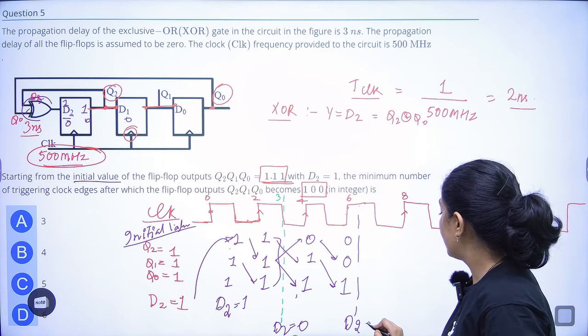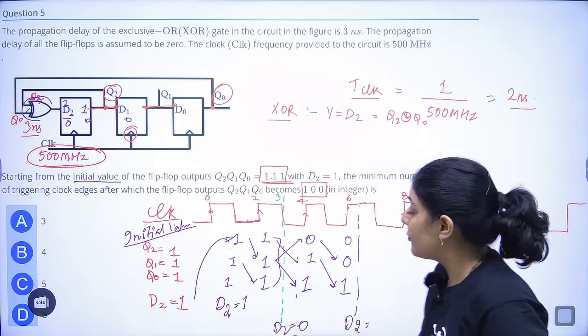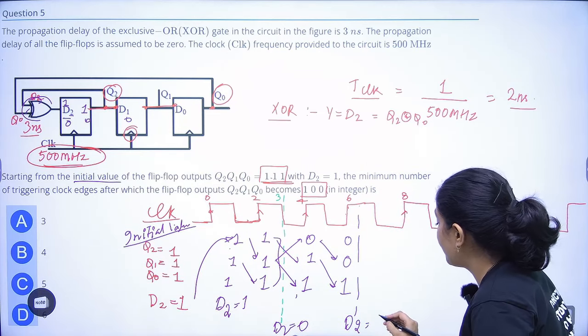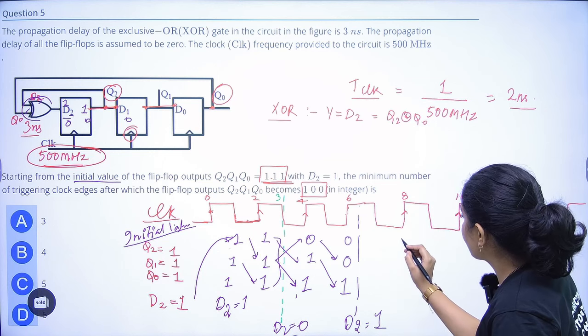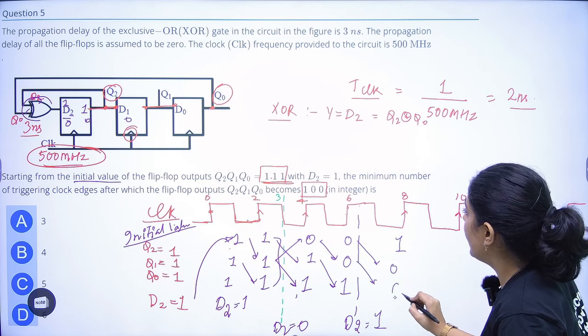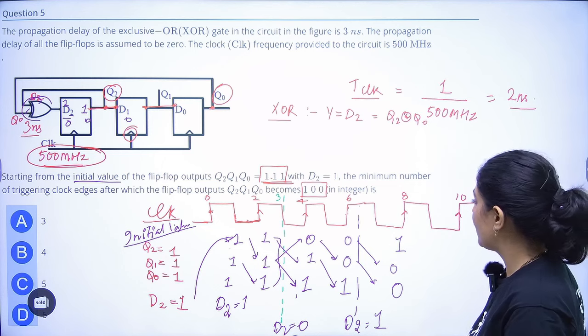The XOR gate here gives D2, because it is after 3 nanoseconds. So it will give the output. So 0, 1 output will be equal to what? For the XOR gate, 0, 1 will give 1. So 1 will be shifted here, and these zeros will be shifted here. So this is how the process will work.